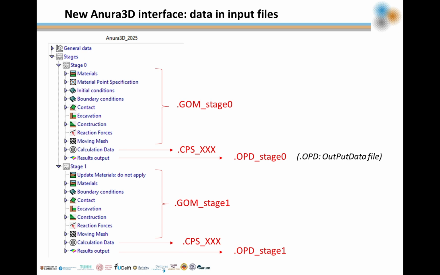A clearer input file structure is shown here. The GOM files at the respectively different stages show the geometry of different stages. The CPS file shows the calculation parameters for each stage. The OPD file, which is the output data file, shows output data related to each stage.